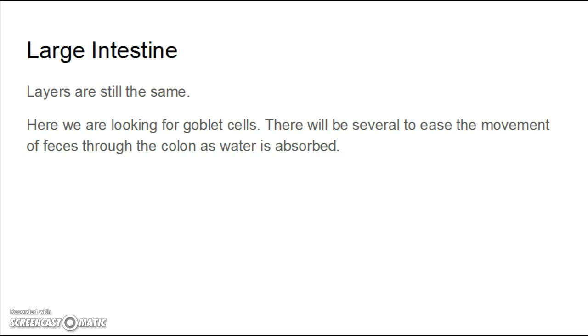When we move on to the large intestine, there will still be the same layers, the mucosa, submucosa, muscularis externa, and serosa. But really what we're going to be concentrating on are the fact that we will see lots of goblet cells. There are going to have to be several here to ease the movement of feces through the colon because water is being reabsorbed. This process is called compaction, and so we need lots of goblet cells producing mucus.